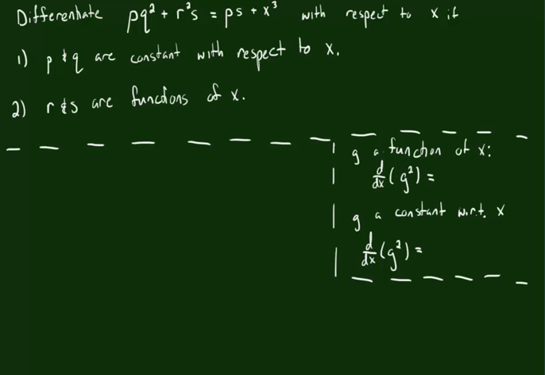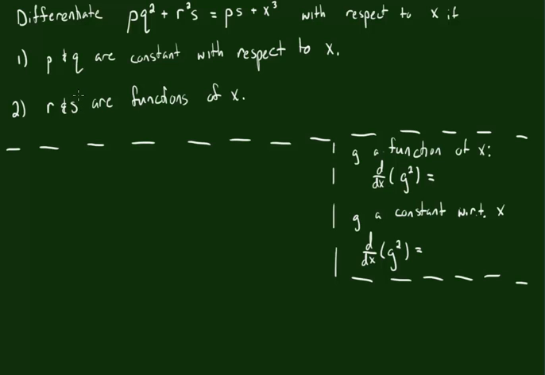The equation I've chosen, a little bit complicated to give us a sample of everything, is p times q squared plus r squared s is equal to p times s plus x cubed. We're going to differentiate this with respect to x. So our variable of differentiation is x, meaning that if a letter is a constant with respect to x, we are going to treat it as a constant in the function. In this case, p and q are going to be considered constants as x changes, and r and s are going to be functions. We are assuming that r and s change as you change x.